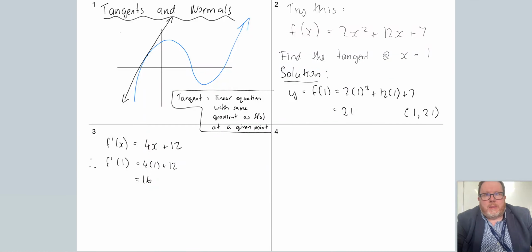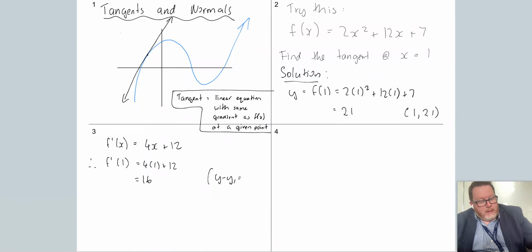You can use y equals mx plus c. You can use whatever method you'd like to, really. But I'm going to use this one here. I'm going to use y minus y1 equals m times (x minus x1). I use it because I know what y1 and x1 are, and I know what m is as well. So why not use it?